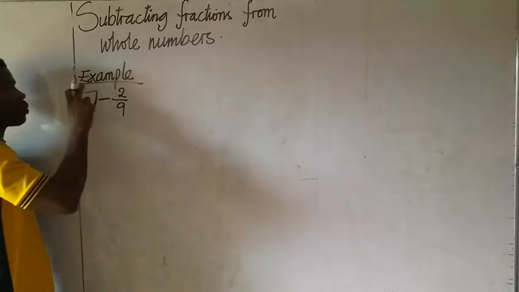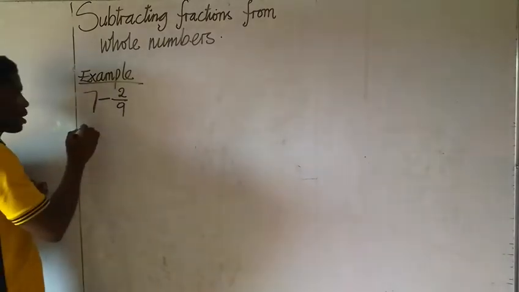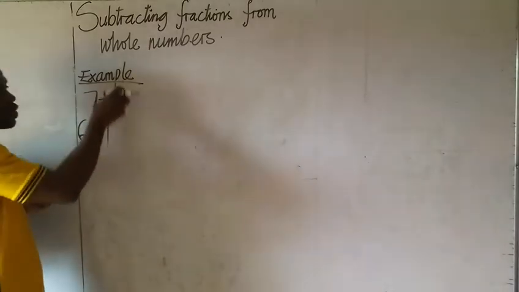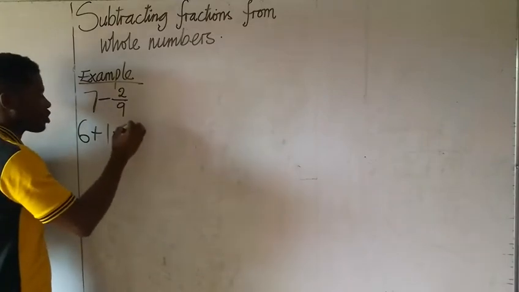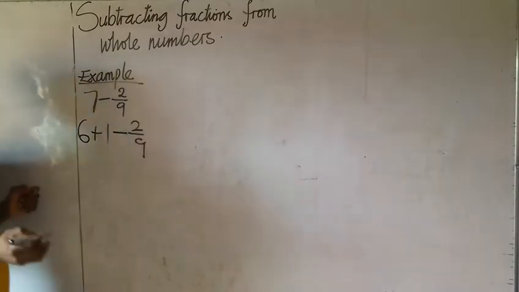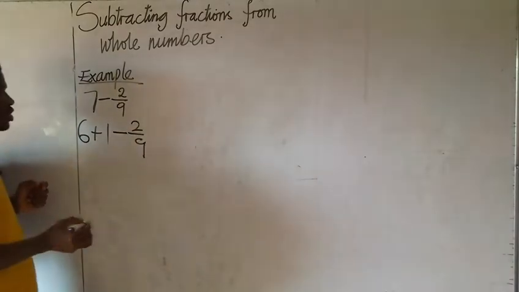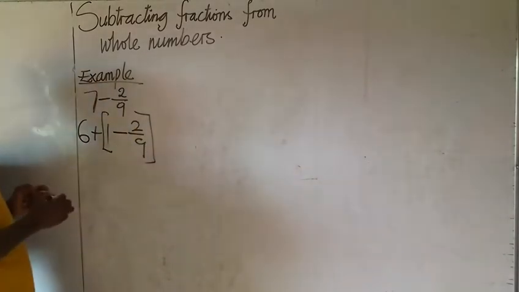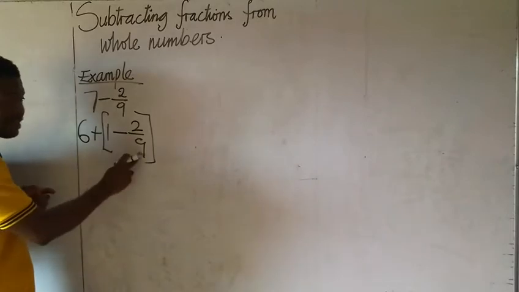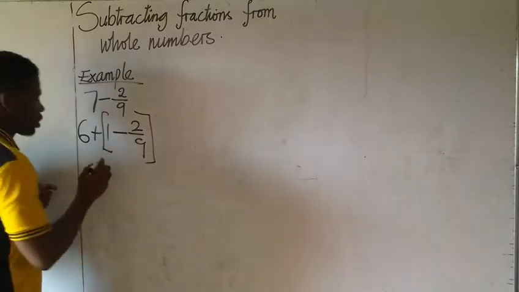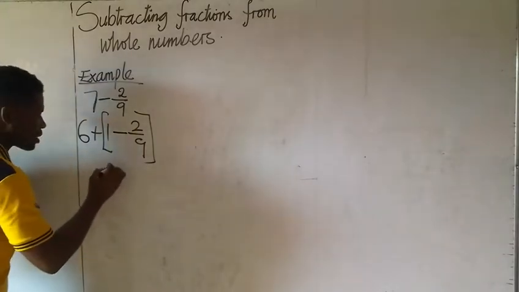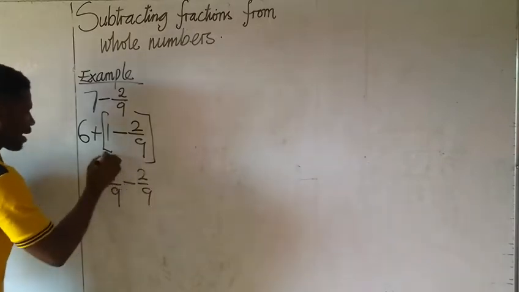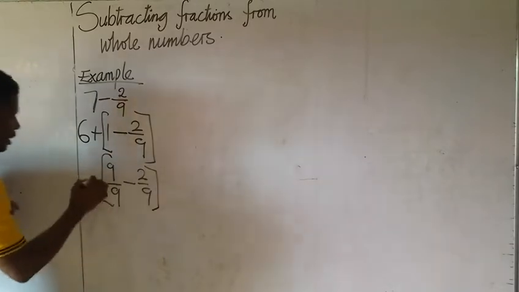We simply say split your 7 in this form: 6 plus 1, so that your 1 will be taken away 2 over 9. Minus 2 over 9. Alright? Good. Now, place this in bracket because you're going to be working on this. Your 1 becomes 9 over 9, so we'll say that our 1 becomes 9 over 9 to take away 2 over 9. Alright? Good.